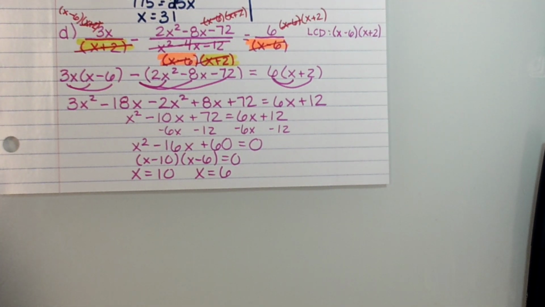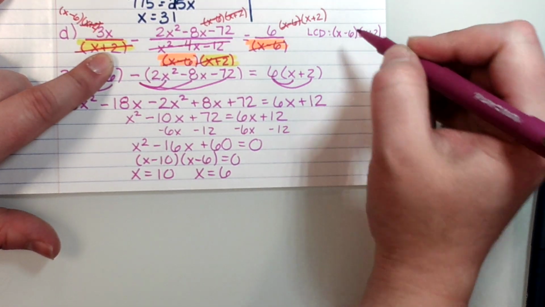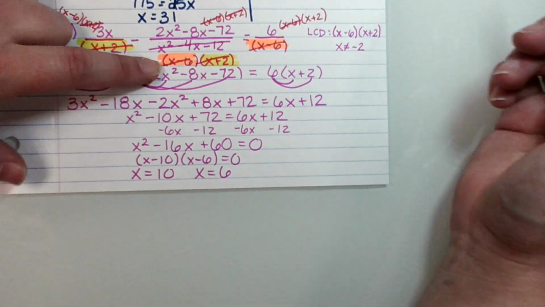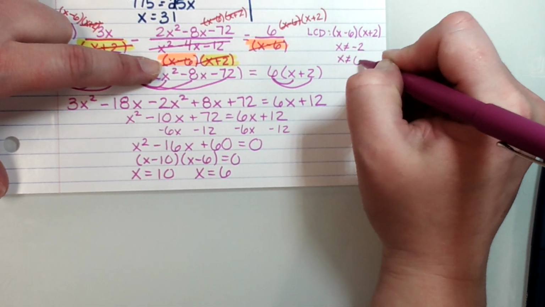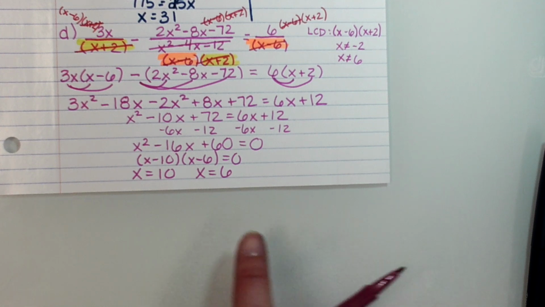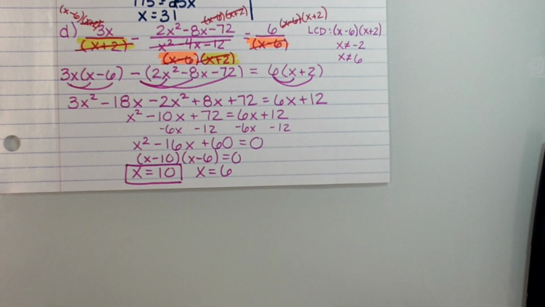Before I call either of them good, check what? That they're not extraneous. How do I check that they're not extraneous? I make sure that they aren't excluded values. I get an x plus 2 in the denominator. X is not allowed to be equal to negative 2. I get x minus 6 in the denominator. X is not allowed to be equal to 6. Are either of them excluded? 6. X equal to 10 is the only solution.